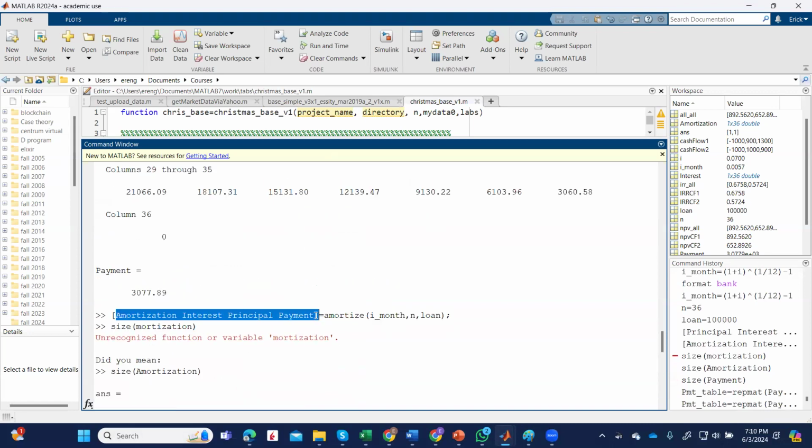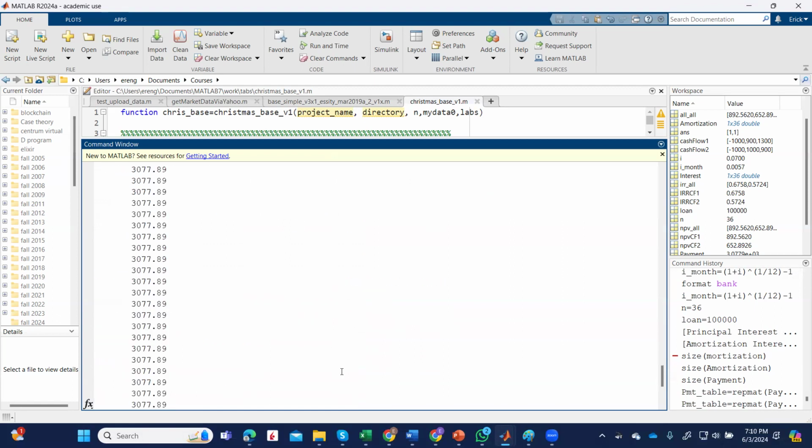These are variables that you have already created, okay? But I don't want them to be in this order. So what I want first is the principal. Then I want the interests. Then I want the amortization. And then I want the payment, but not this payment. I want the one that I have created now, the one that has the rep mat. Yep, sorry, I want this one here.